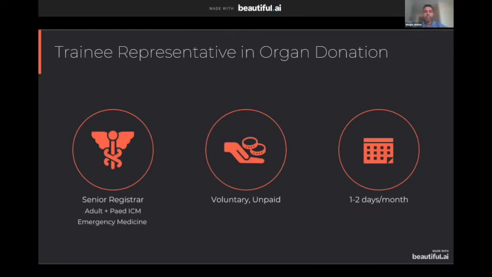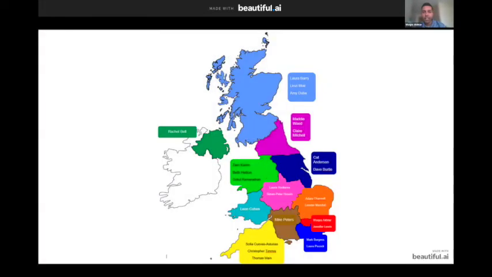The trainee representative in organ donation is typically a senior registrar, from adult and pediatric intensive care or emergency medicine. So that's typically someone who has spent 6 or 7 years post-medical school as a doctor. It's a voluntary unpaid role, and the typical expectation is a 1 to 2 days commitment per month, which can be taken out of study leave, which is part of all trainees' allowance. These are the current TRODs in the UK, separated also by region.